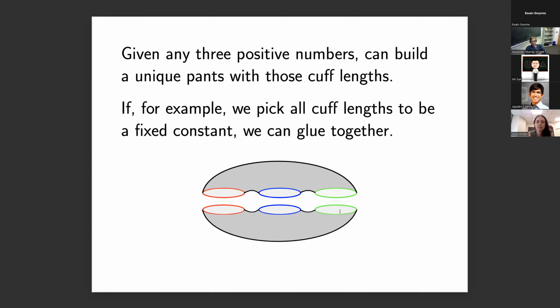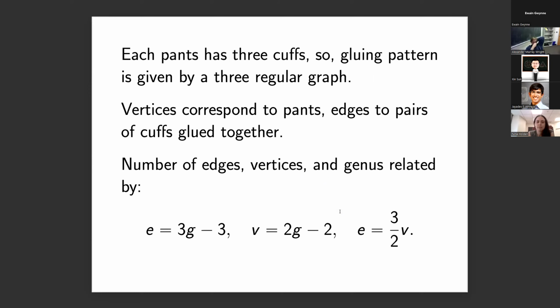So for example, if you take a whole bunch of pants and you make all of their boundary lengths to be the same, you could sort of glue them together, pairing the cuffs in some arbitrary way, and in this way you get a closed surface. More generally, you just need to make sure that the lengths match up. So when you glue 2 cuffs, you're actually gluing 2 geodesics of the same length. One of the most naive observations to make is that since each pant has 3 cuffs, the gluing pattern is given by a 3 regular graph.